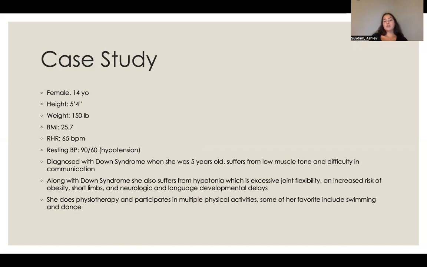She was diagnosed with Down syndrome when she was 5 years old. She suffers from low muscle tone and difficulty in communication. Along with Down syndrome, she also suffers from hypotonia, which is excessive joint flexibility, an increased risk of obesity, short limbs, and neurologic and language developmental delays. She does physiotherapy and participates in multiple physical activities. Some of her favorites include swimming and dance.